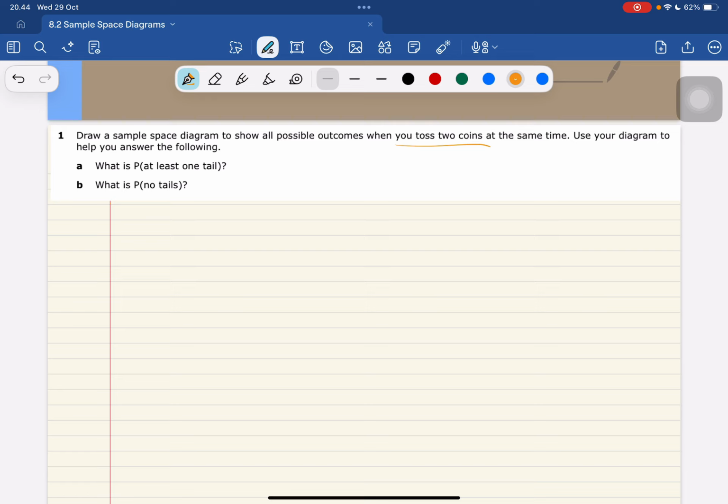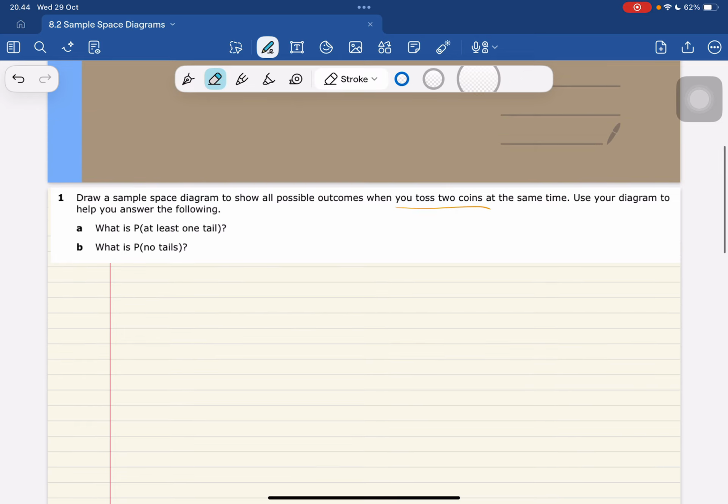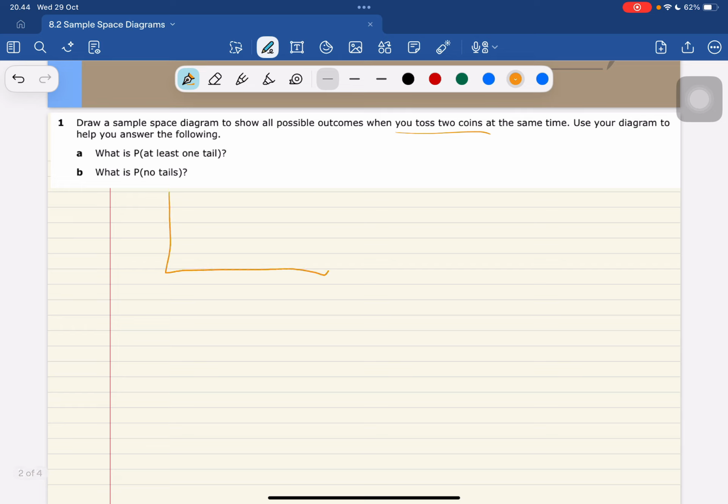So let us draw the sample space here. I apologize if this is not perfect. The two possibilities are head and tail, also head and tail. So first, the possibility is going to be head with head, and here head and tail, again, and then tail with tail.